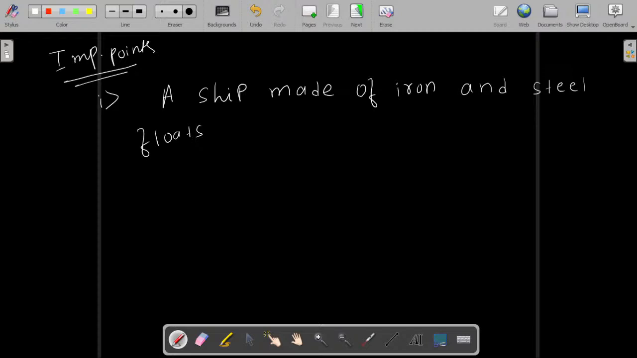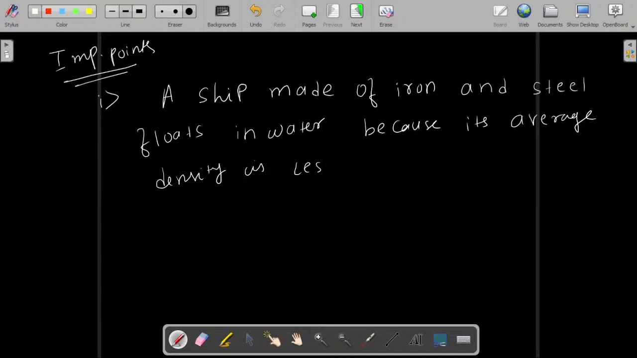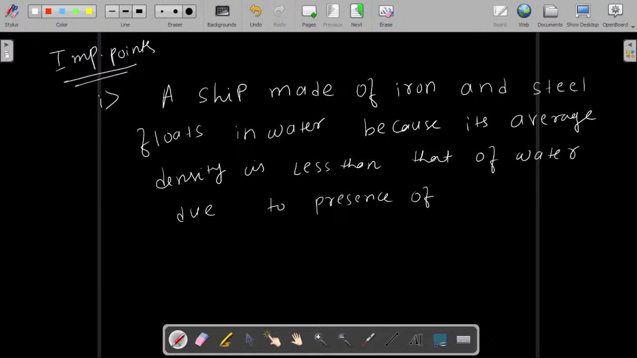तैरता है ये शिप और ये in water. Because, write down, because its average density is less than that of water, due to the presence of a lot of air, space in it.